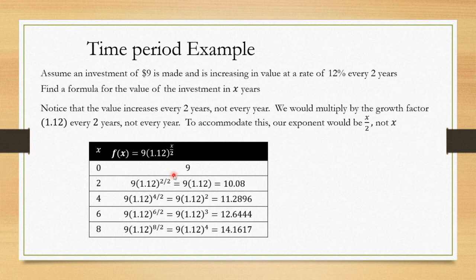At time 0, again, we still have 9. It's not going to grow in value until x equals 2. That's when you multiply by 1.12 to the 2 over 2. So we basically have to replace x by x over 2. I'm trying to illustrate through the calculations here why we do x over 2. When x is 4, for instance, that's 4 years since the investment, it's only going to grow in value twice. And that's why we want a 2 in the exponent, well, 4 over 2.